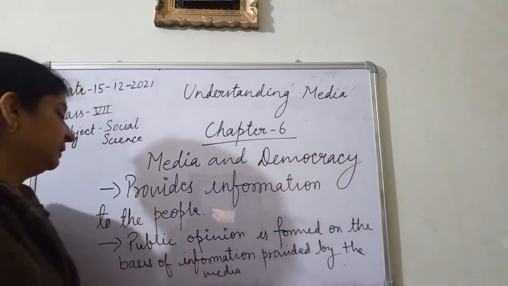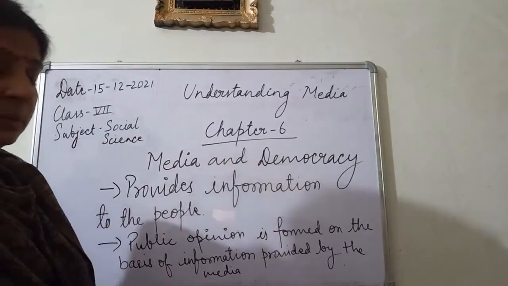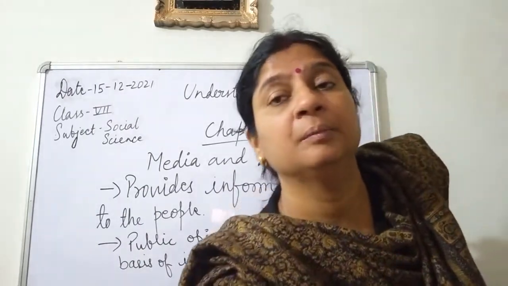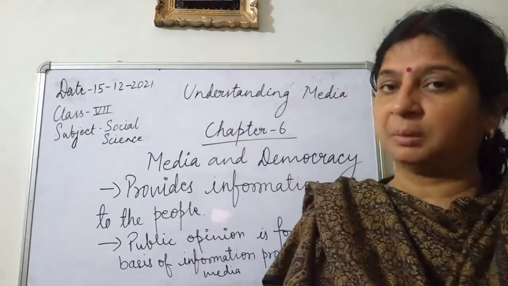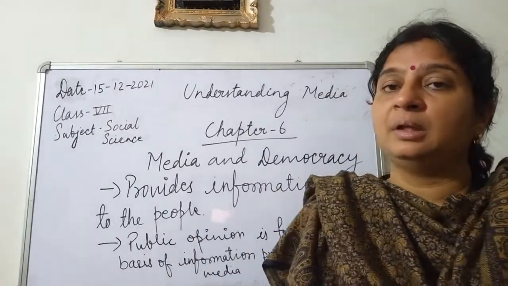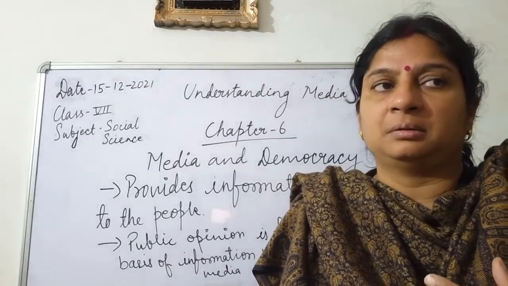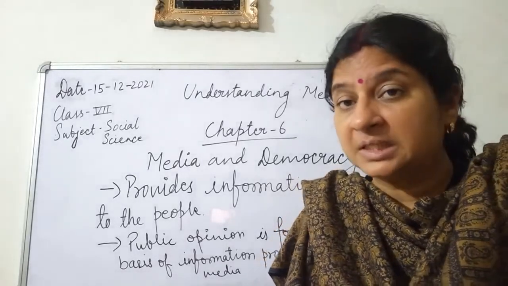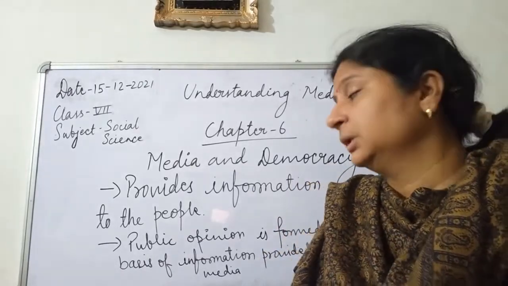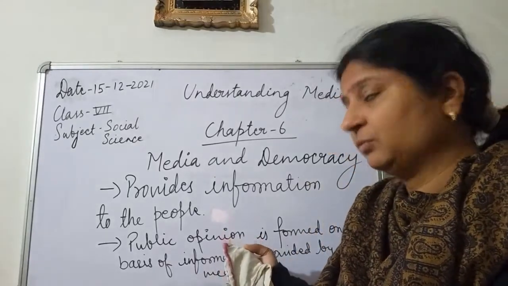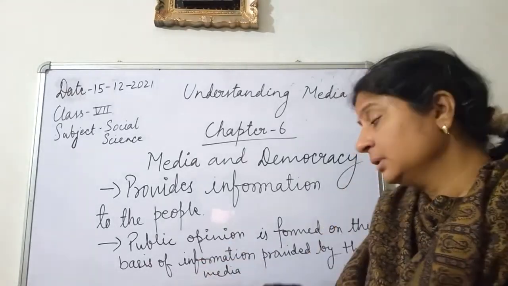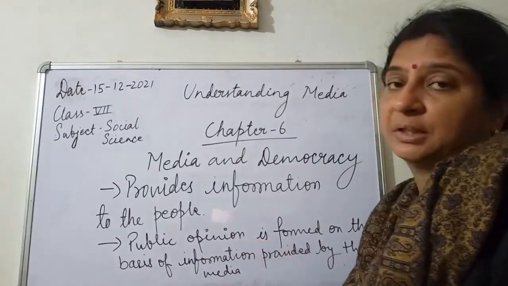And now what we find is that media plays such an important role, and whatever information is being provided by the media plays a very important role in the formation of public opinion. Then this public opinion plays a very crucial role in deciding about the government. When these people go to cast their vote, they cast their vote according to this public opinion. What is their opinion towards the government, and how is this opinion formed? This opinion is formed on the basis of information provided by the media.